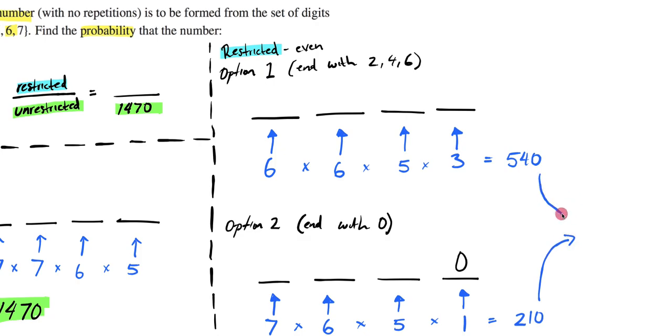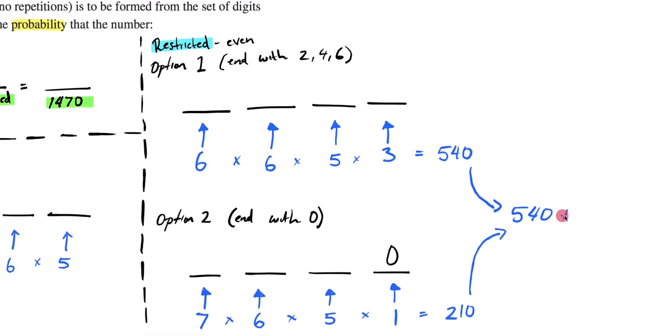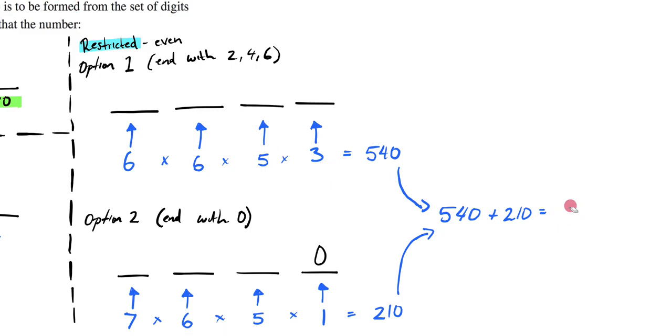So now what we're going to do is add these together to get the total amount of even numbers. So to get the total amount of even numbers, I'm going to go 540 plus 210, which is going to equal 750. I'm actually going to write this in black. 750. And that, my friends, is the blue number. That is my restricted one.